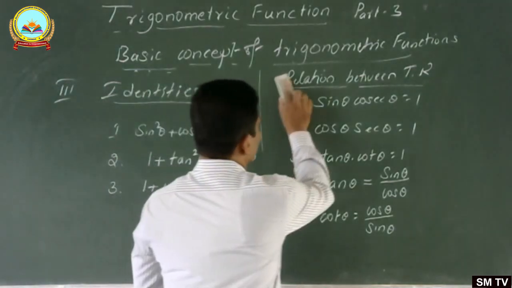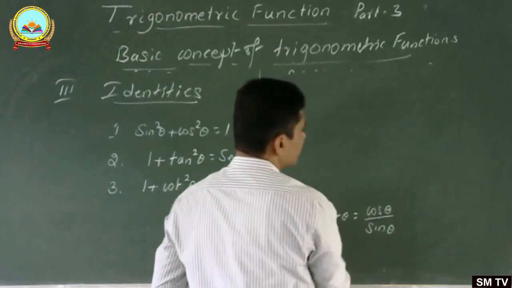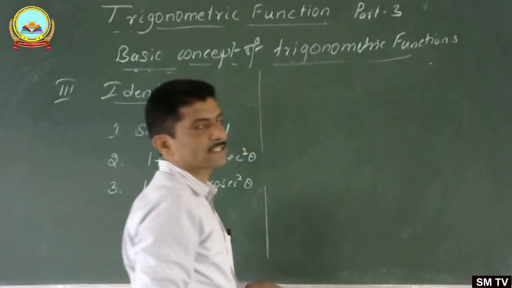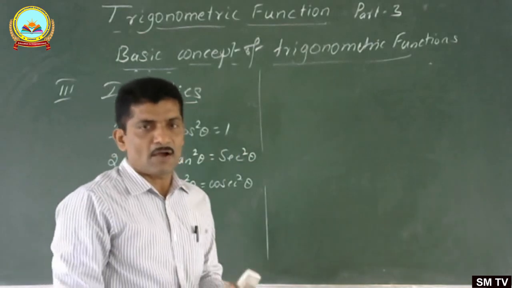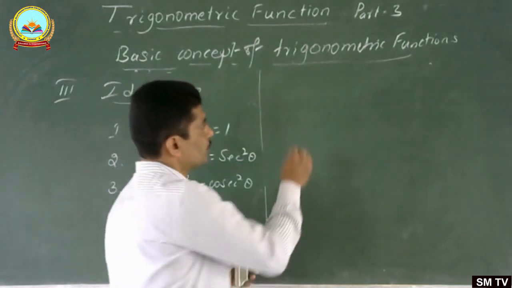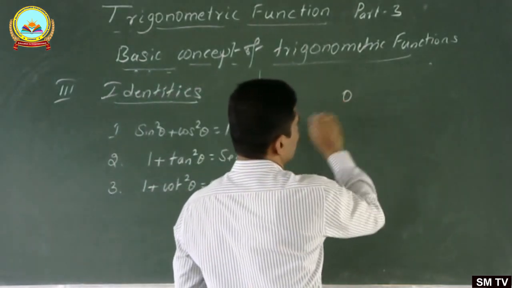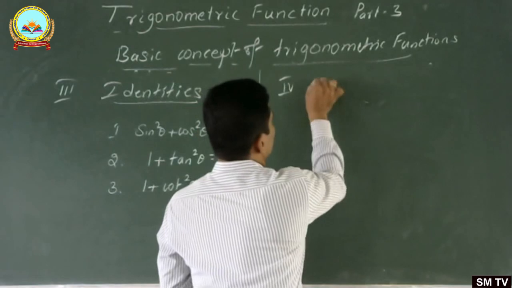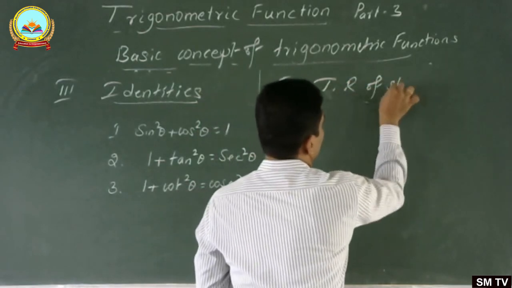And also you know the standard angles, trigonometric ratios of standard angles. All multiples of 15 degrees are said to be standard angles. But you know that the standard angles, the trigonometric ratios, the fourth one, trigonometric ratios of standard angles.